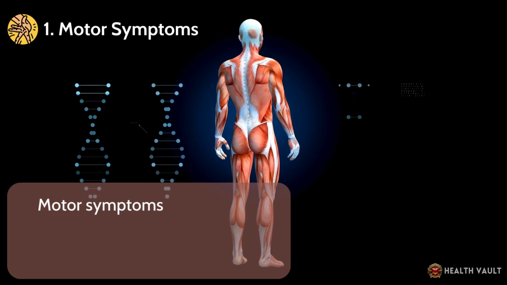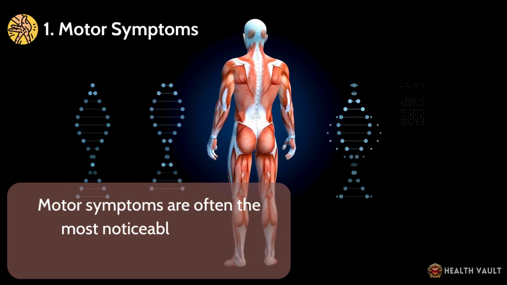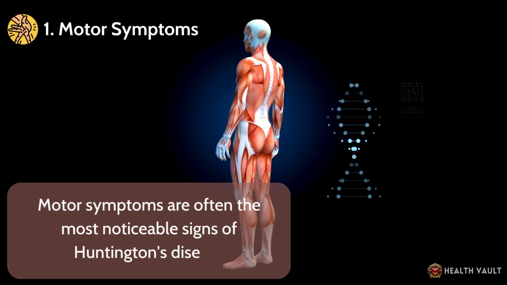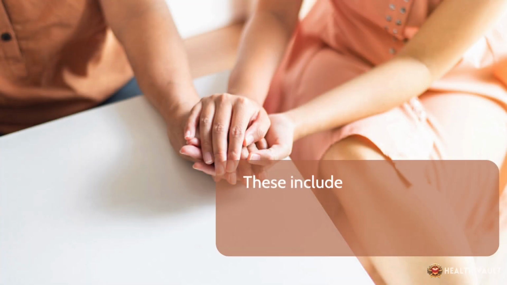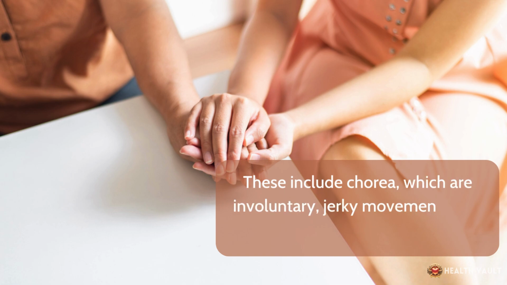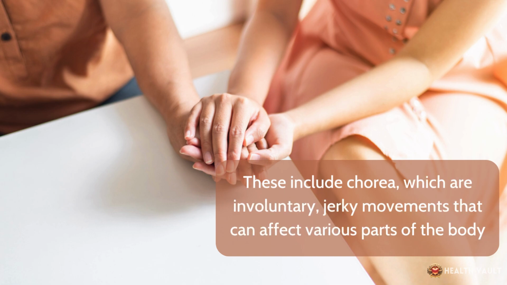Number 1. Motor symptoms. Motor symptoms are often the most noticeable signs of Huntington's disease. These include chorea, which are involuntary, jerky movements that can affect various parts of the body.